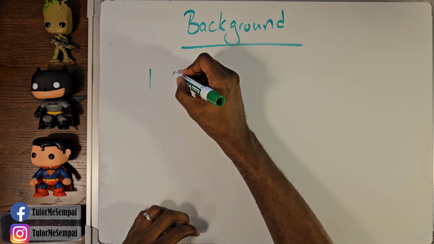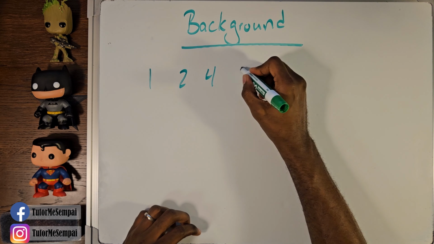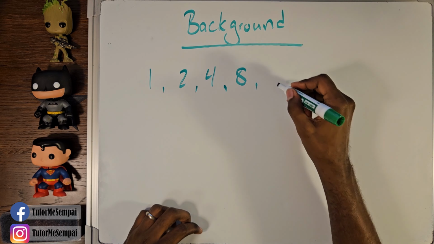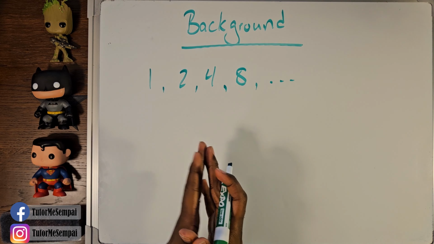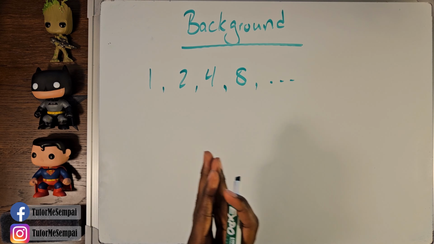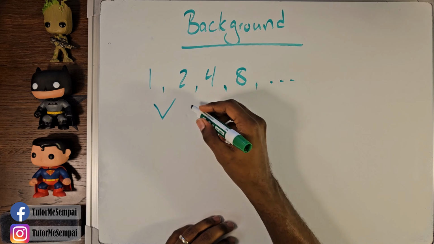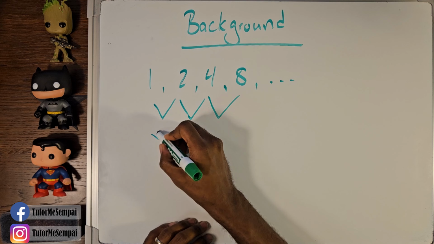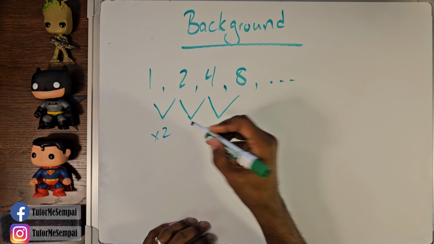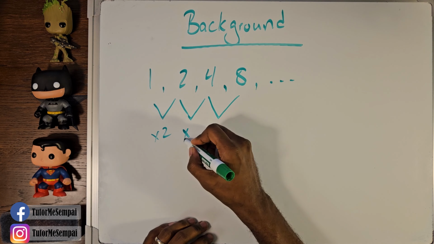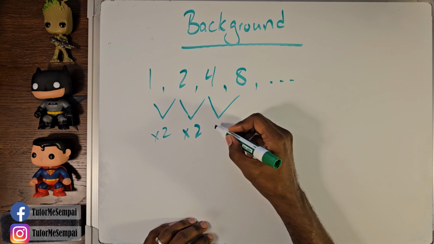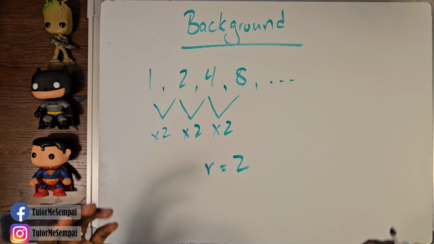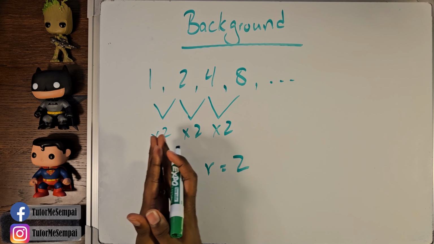So let's say we have 1, 2, 4, 8, and it just continues. We have this sequence here. This is a geometric sequence. We have a common ratio of what? Well, 1 times what gives us 2? 2. 2 times what gives us 4? 2. 4 times what gives us 8? 2. So we have a common ratio of 2. So this is a geometric sequence.